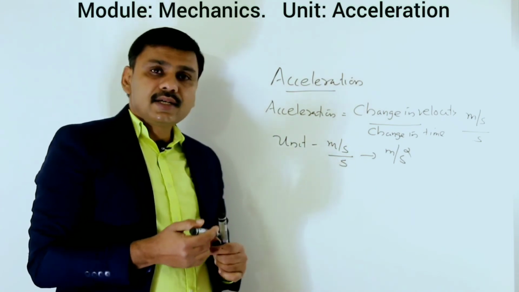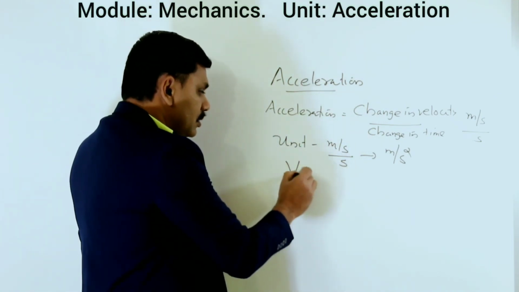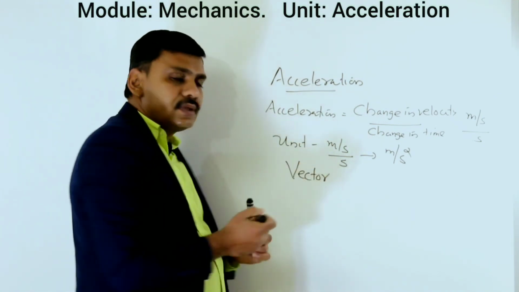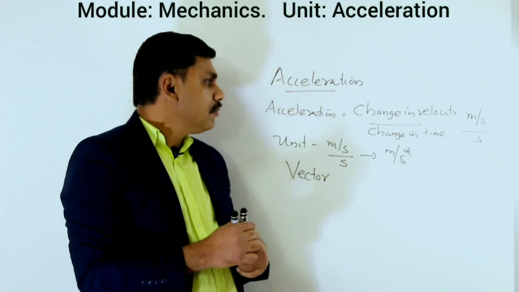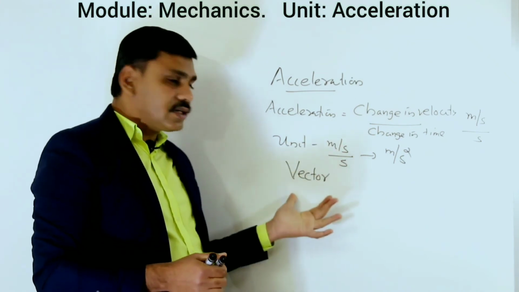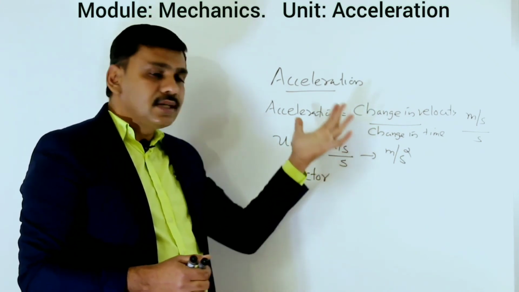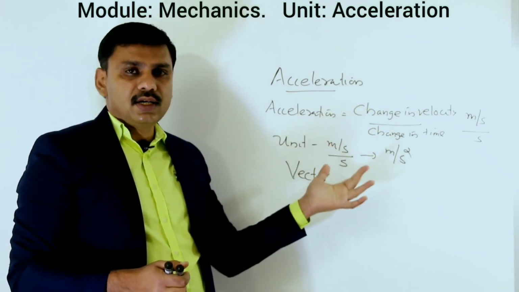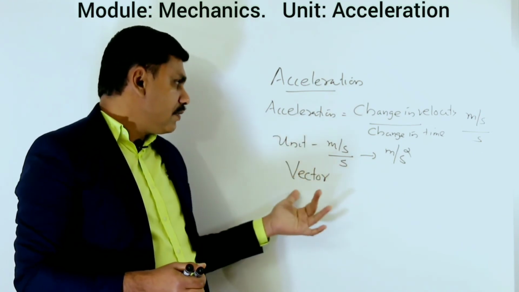And acceleration is a vector quantity because it is derived from a vector quantity, that is velocity. So it is a vector quantity.